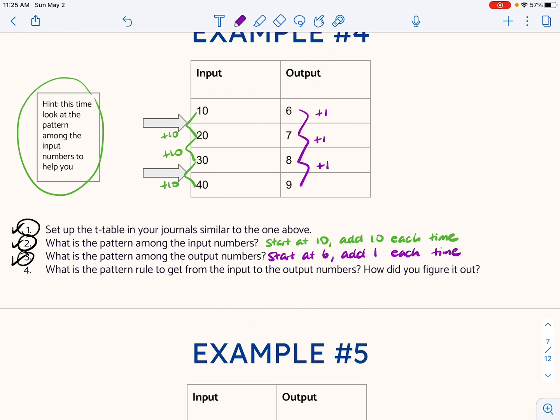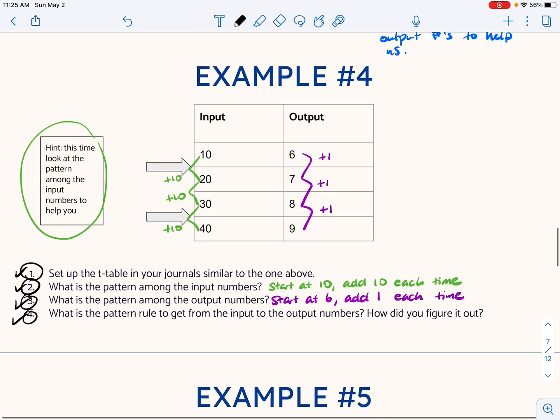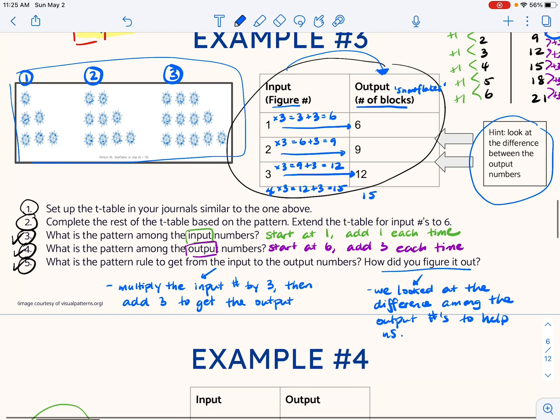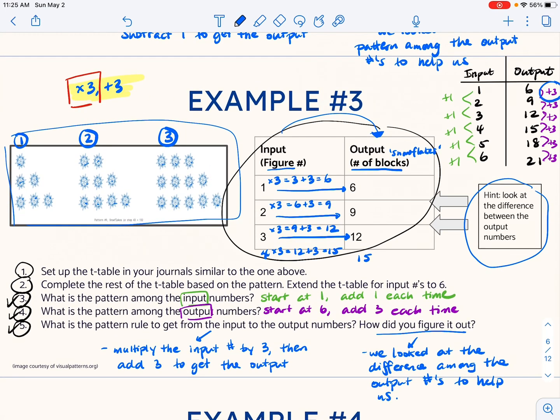Now this example is slightly different, because if you look at number 4, we're going to say, what is the pattern rule to get from the input to the output numbers? Well, in this case, what you should notice is that the input is larger than the output here. If you look at the input of 10, it's significantly larger than the output of 6. If you look at the input of 20, it's significantly larger than the output of 7. If you look at the input of 30, significantly larger than the output of 8. It doesn't follow that same sort of pattern as we've looked at before, where the input has been smaller than the output.